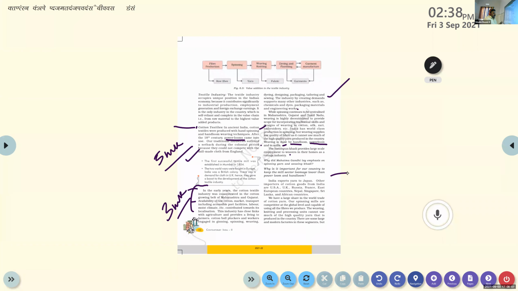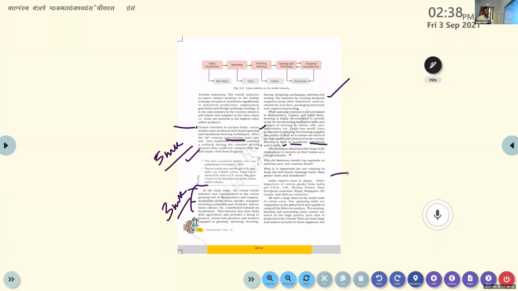Okay, next paragraph here. India exports yarn to Japan. Other importers of cotton goods from India are USA, UK, Russia, France, East European countries, Nepal, Singapore, Sri Lanka, and African countries. Basically we are exporting cotton textile to these countries, not only textile, cotton yarn also. We have a large share in the world trade of cotton yarn. Our spinning mills are competitive at the global level and capable of using all the fiber we produce. Clear?